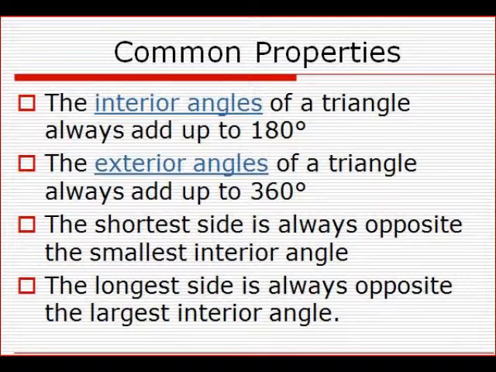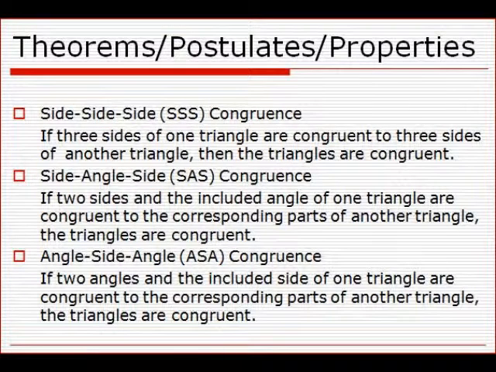Some of the properties all triangles have in common are: the interior angles of a triangle always add up to 180 degrees. The exterior angles of a triangle always add up to 360 degrees. The shortest side is always opposite the smallest interior angle, and the longest side is always opposite the largest interior angle. Now let's go over a listing of some of the more popular theorems, postulates, and properties of triangles needed when working with Euclidean proofs.